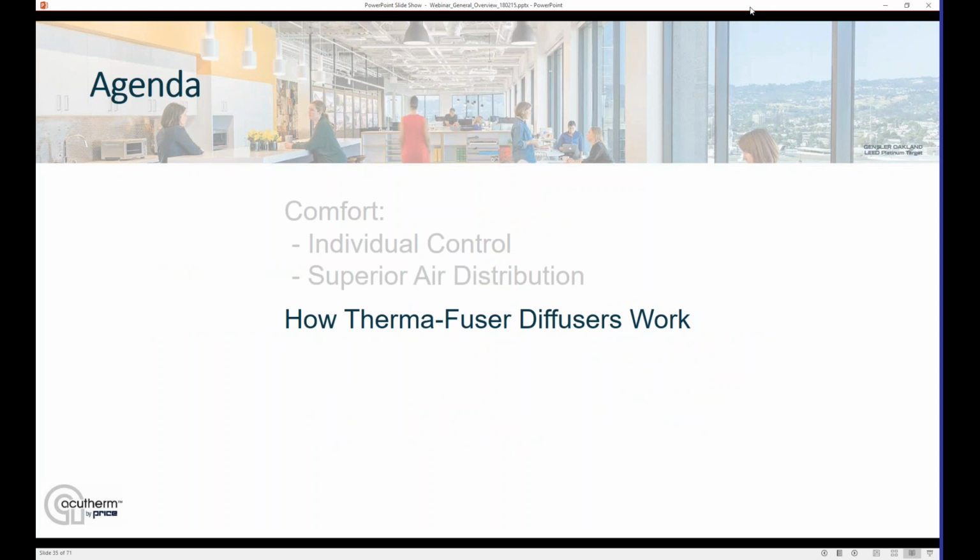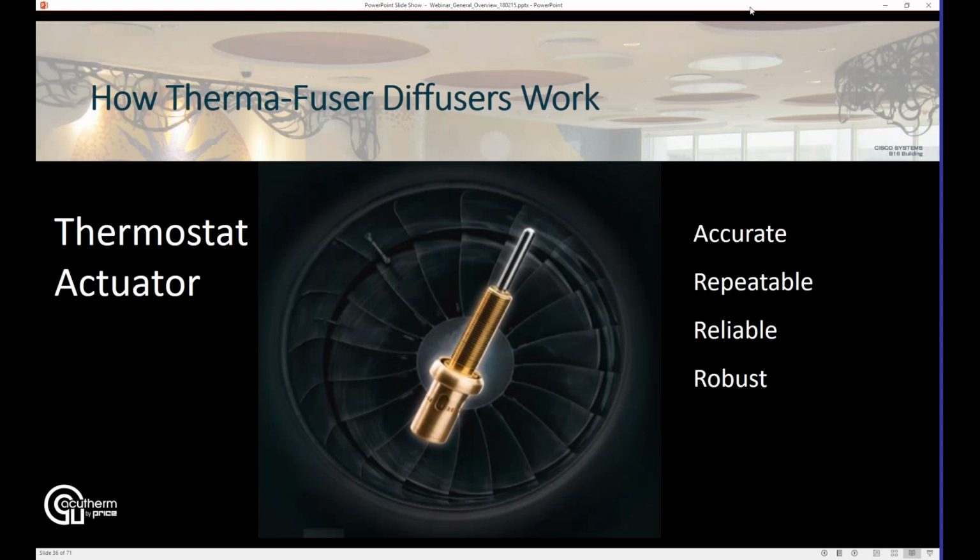So how are we able to do that with a Therma-Fuser diffuser? Let's take a look at how the diffusers themselves operate. Number one, the heart of the diffuser are these thermostat actuators. These are a copper bulb filled with a blend of petroleum distillate waxes. These waxes all melt at different temperatures. When they melt, they produce a strong expansive force that can drive a piston. And that's what you see in the upper right of that photo in the center. That piston moving is the motor for the diffuser.